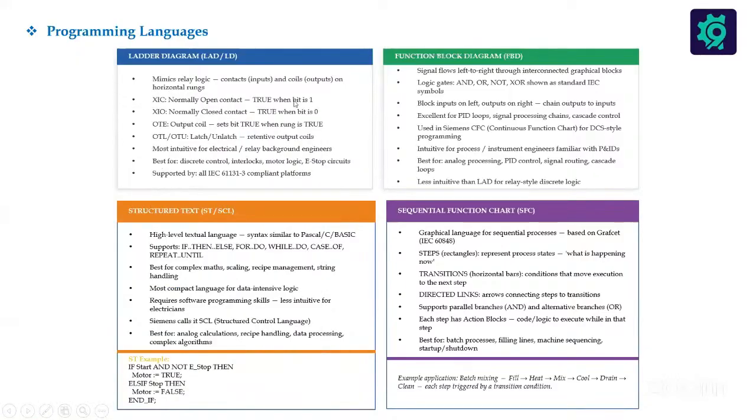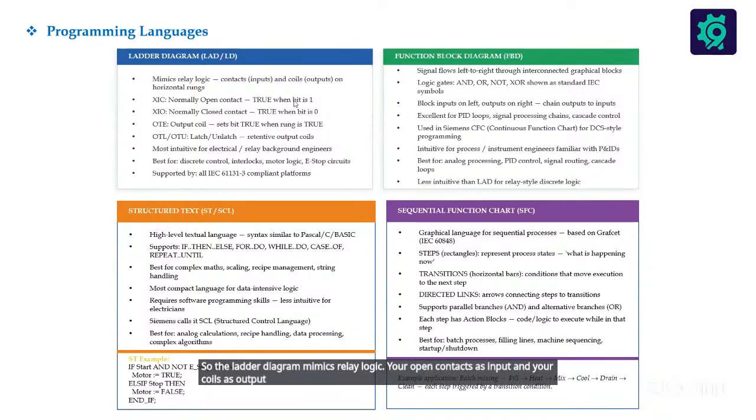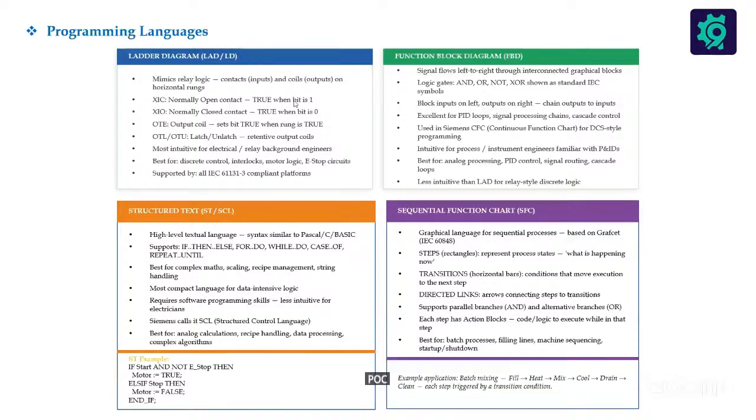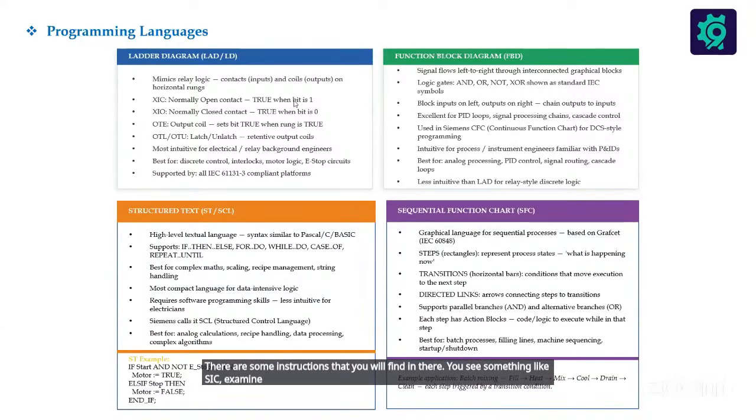So the ladder diagram mimics relay logic. Your open contacts, your contacts as input and your coils as output on horizontal rungs. So when it comes to your PLC programming, there are some instructions that you will find in there. You see something like XIC, examine if closed. So examine if closed is also known as normally open contact.